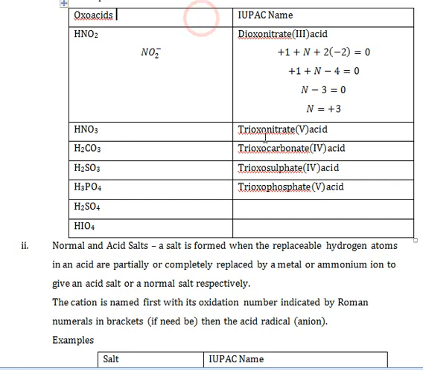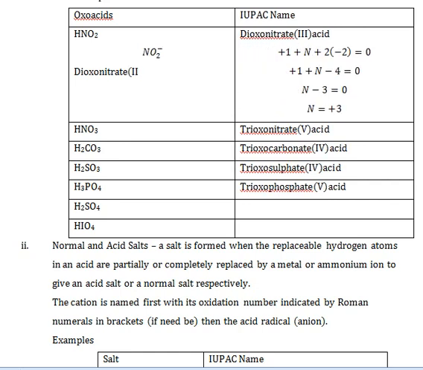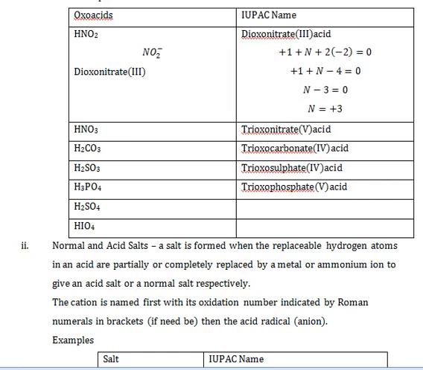All you just do is remove the acid at the back of the name of the acid and replace it with ion. So for NO2 minus, that will give you dioxonitrate 3 ion. Simple.